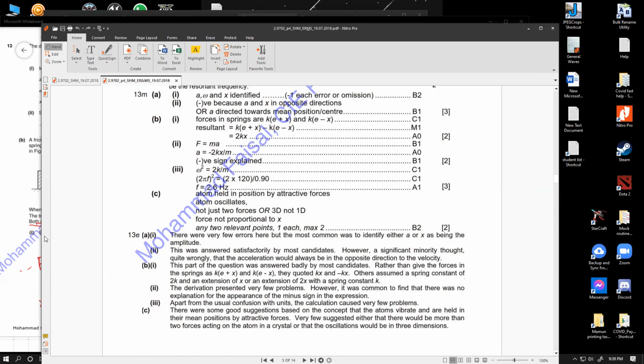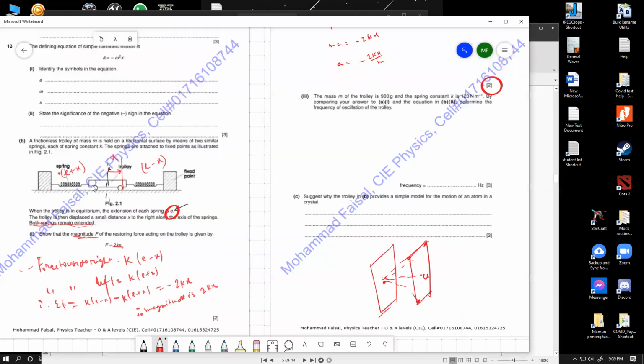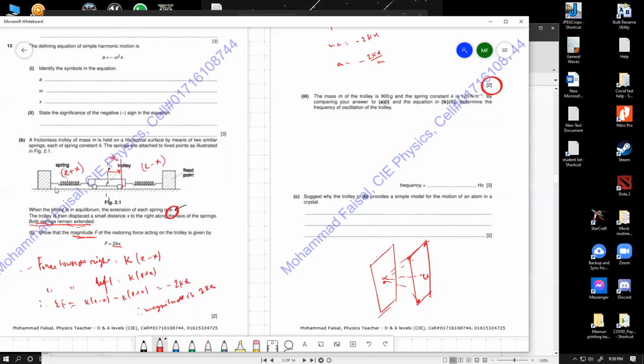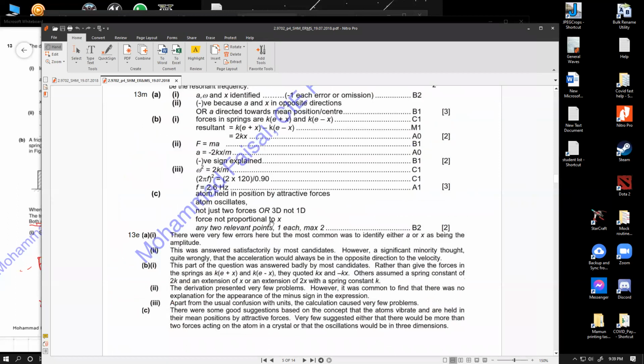You cannot only say that atoms are held in place by only two forces, but there are actually multiple other forces involved. So you cannot say 1D. This is actually a one-dimensional scenario where all the forces are working in a single line. You can assume a horizontal line, but that's not the case for an atom in a structure. They are actually subjected to all the forces from all the neighboring particles, attraction and repulsion both. So if you mention that this is a three-dimensional scenario for oscillation, you score a mark for that, and then the force not proportional to x. Why is that?